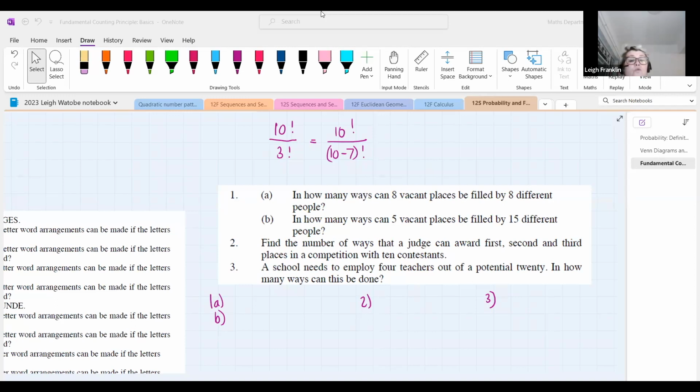Most of what I saw was correct. So that's really, really encouraging. Okay, so let's just go through this together before we go and have a look at something else.